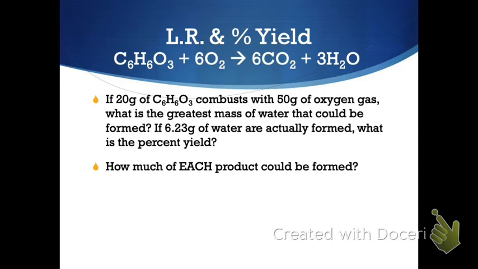So this reaction is already balanced. It says if 20 grams of this combusts with 50 grams of this, what's the greatest mass of water that could be formed? Okay, so that means what product are we going to take those two t-charts to? We're going to take it to water. This part of it, I want you to go ahead and solve on your own. After that, it says if 6.23 grams of water are actually formed, so what's that going to be? Our actual yield, right? It actually says it, okay? What's the percent yield? So you can do this part, and then I'm going to help us with this second part here. Okay, so I'm going to give you a few minutes to do that.